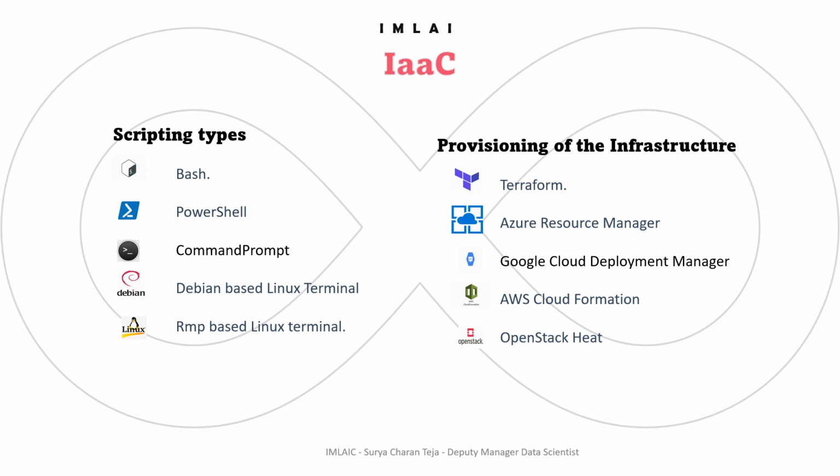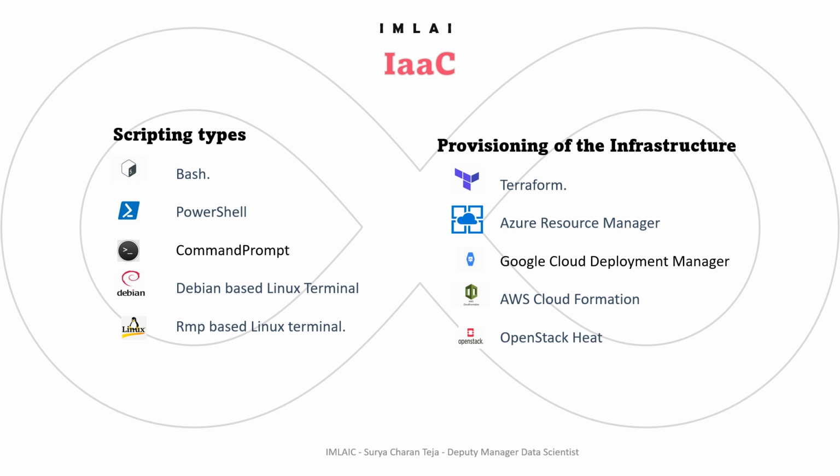Bash is for Linux, and PowerShell is for Windows, and command prompt is also for Windows, and Debian-based Linux terminals and RPM-based Linux terminals are also there. Bash, sh, and ksh. These are all other types. These are part of shell types, but there are different types in Linux too. So these are all scripting types. Everyone will have their own scripting.